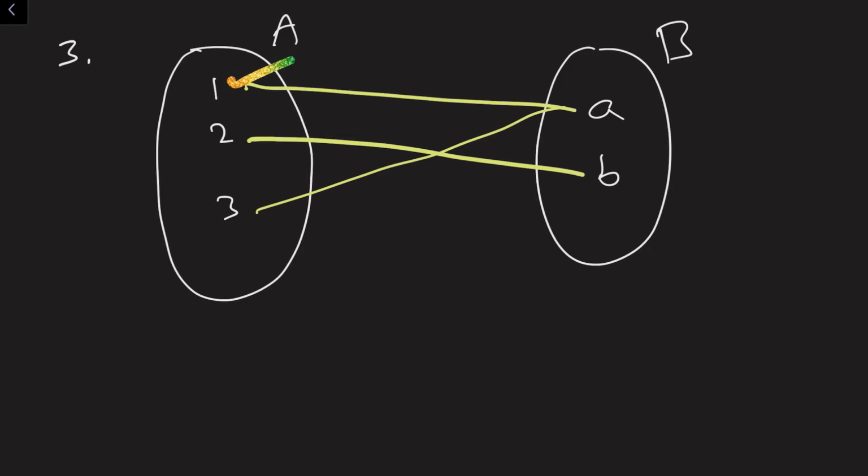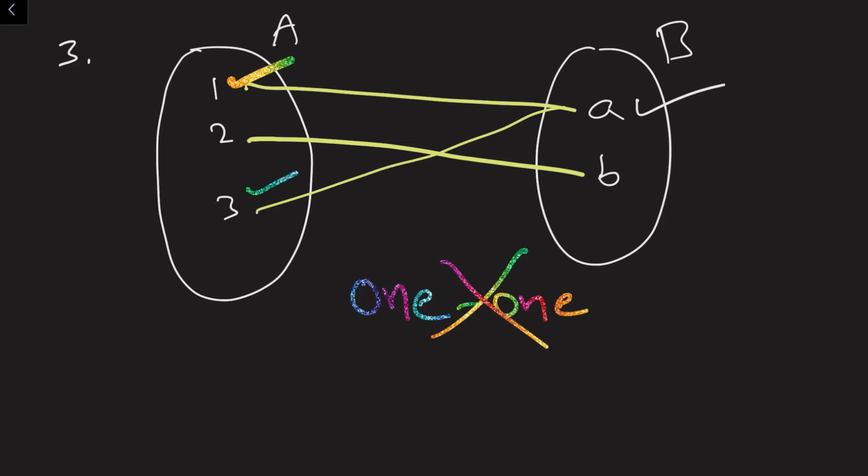1 is connected to A, 3 is also connected to A. Two elements from the set A are connected to a single element A. So that's why this is not a one-one function. Next, whether it is onto or not. A has some connection in the set A, B also has some connection in the set A. So range is equal to A comma B, whereas the codomain is also A comma B. So we can conclude that this is an onto function, that is a surjection. It is only a surjection but not an injection, so it is not a bijection either.